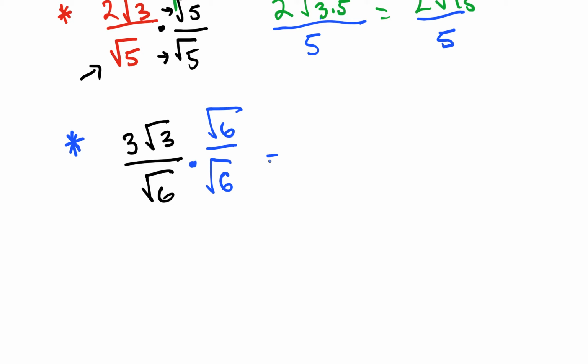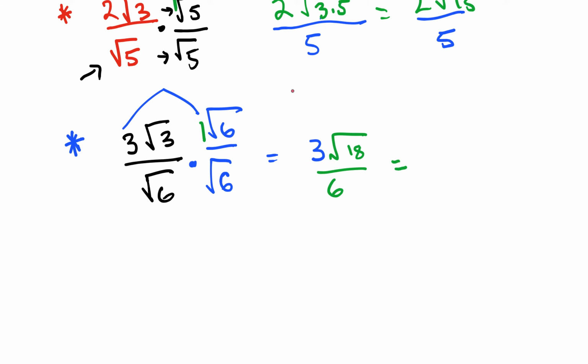We multiply straightforward. Whole number with whole number. 3 times 1 is 3. Remember, things like x and y and a square root have an invisible 1. There's really one of them. And then square root of 3 times square root of 6 is square root of 18. Square root of 6 times square root of 6 is normal 6.